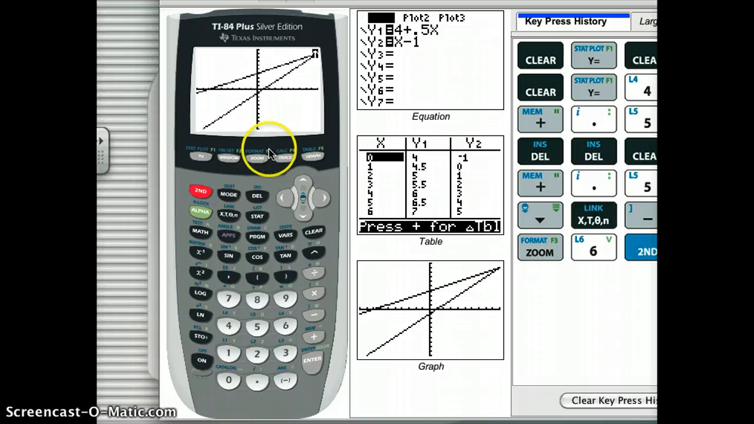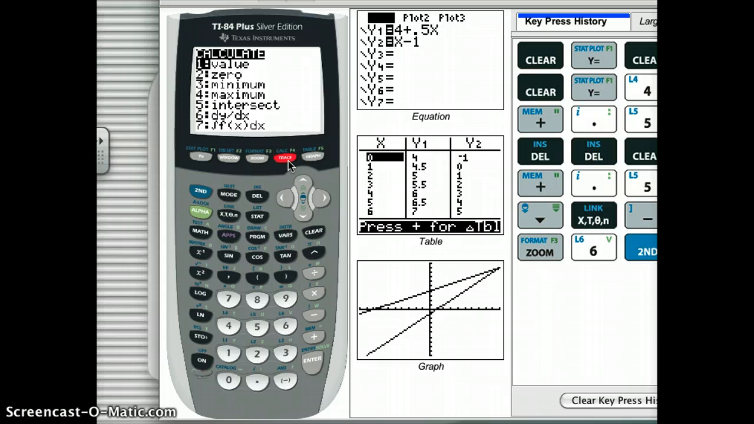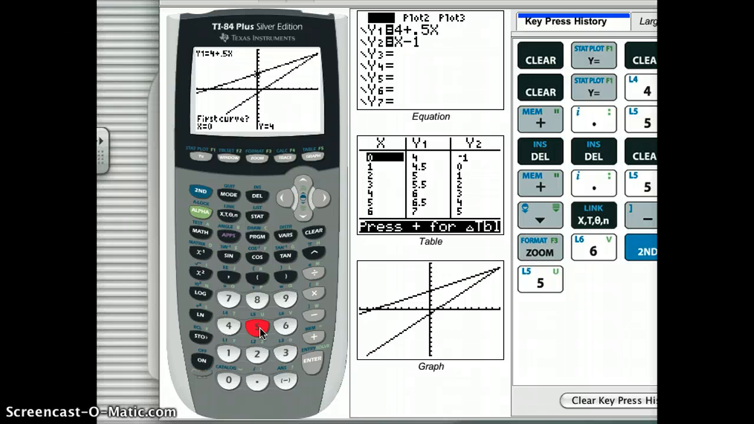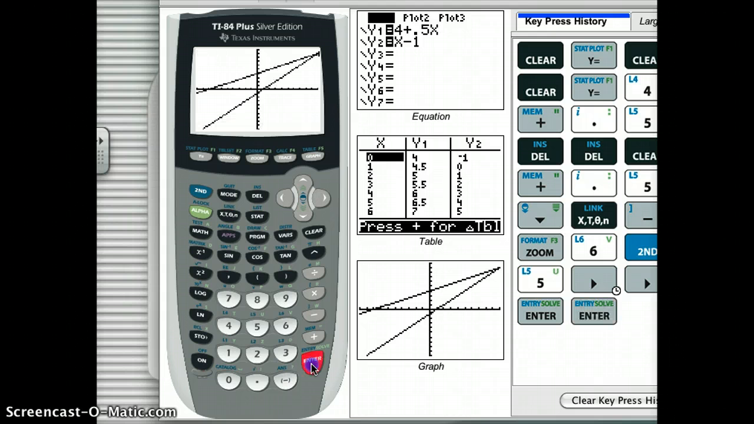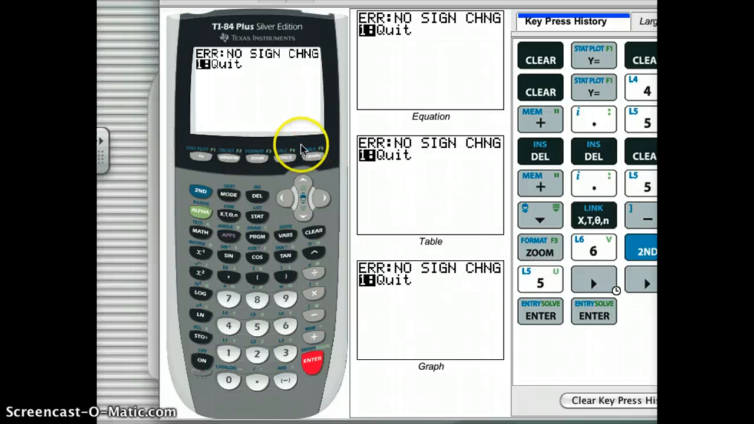So I go to second trace, which is second F4 right here. You see it says calc. Second trace. And you're going to see number 5 says intersect. So I'm going to push the number 5. And then I'm going to make a little guess of where it's going to be intersecting. So I might arrow over a little bit. Or I might not worry about that too much and just let the calculator do most of the work. And I'm going to have to hit enter, enter, and then guess. So enter 3 times. And it's going to get it for you if it sees a sign change on there.